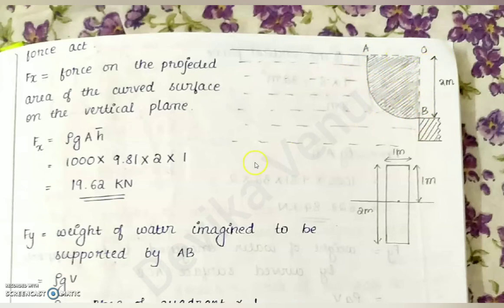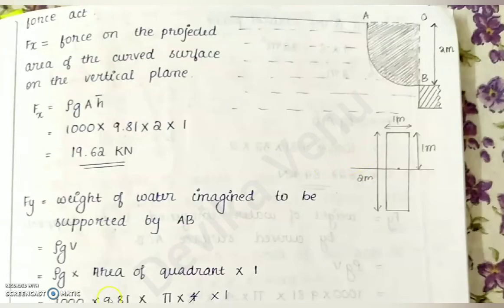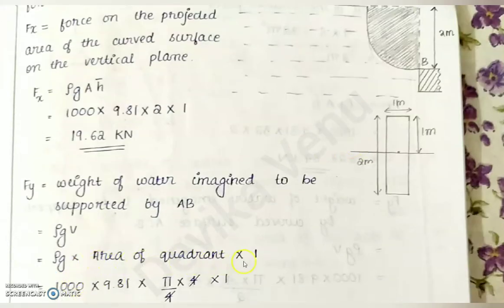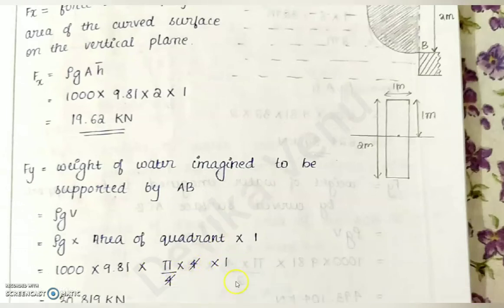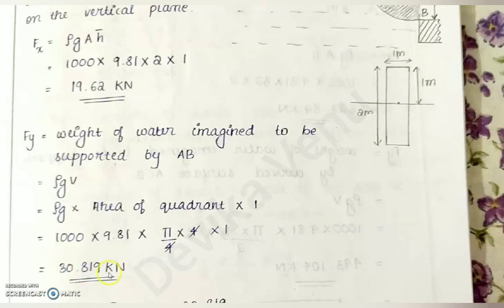So how to find out? Rho g into volume. The volume of this quadrant of a circle will be 1/4 of the area of the circle, so the area of this particular portion into the width will give you the volume. So here you can see rho g into area of quadrant into 1. That is pi by 4 into 2 square into 1. So you will get the answer 30.819 kilonewton. That is the answer.